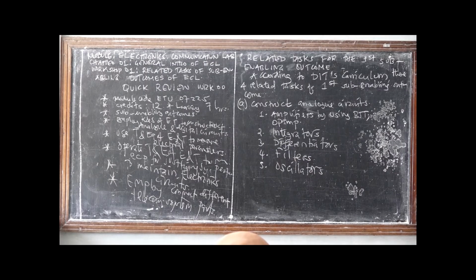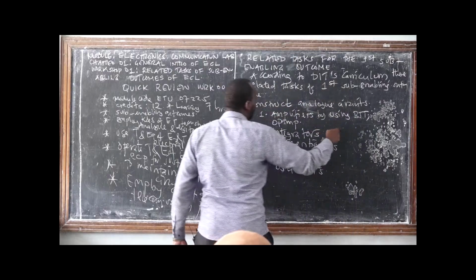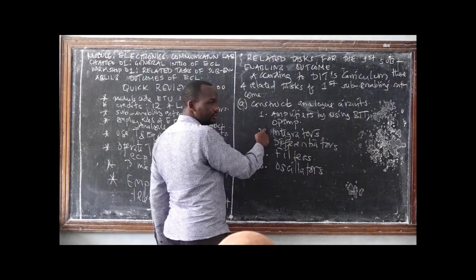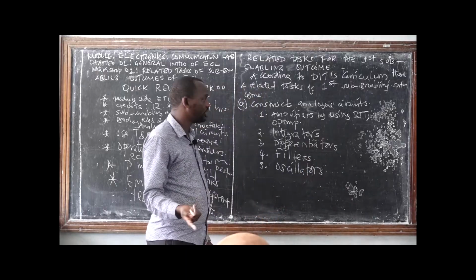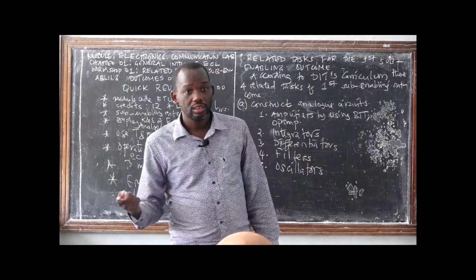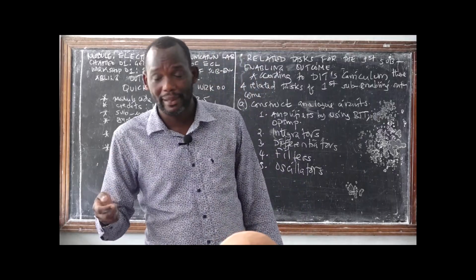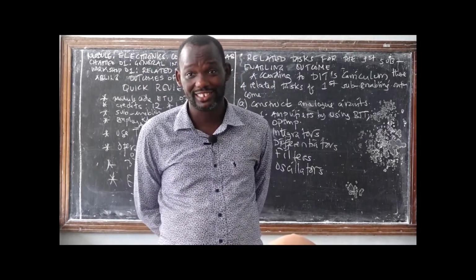We use operational amplifiers to construct differentiators, because those are the applications of op-amp that you learned in advanced electronic science. But possibly you have forgotten. You don't remember whether you learned them in bipolar junction transistor or in op-amp. When you say construct amplifiers by using BJT or op-amp, but in the case of integrators, I did not say BJT or op-amp. It's just known that we can construct it by using op-amp. But remember that op-amp consists of bipolar junction transistors.